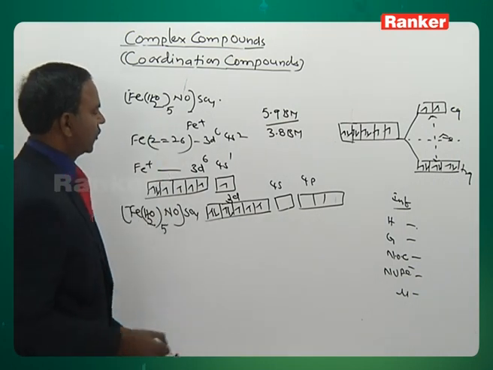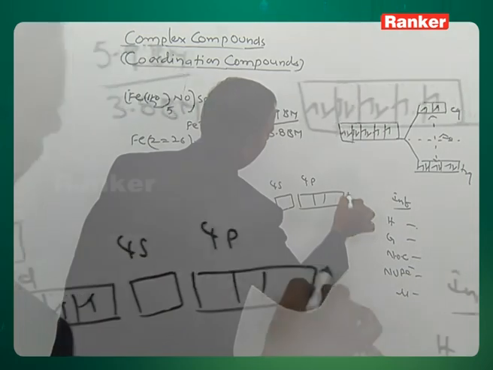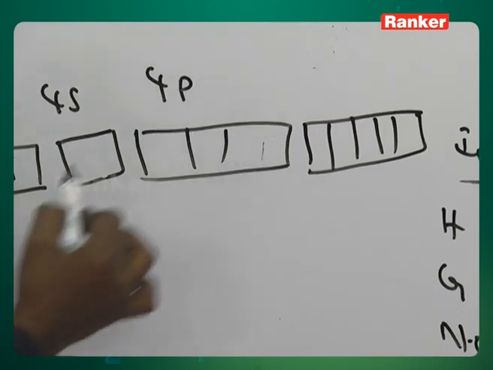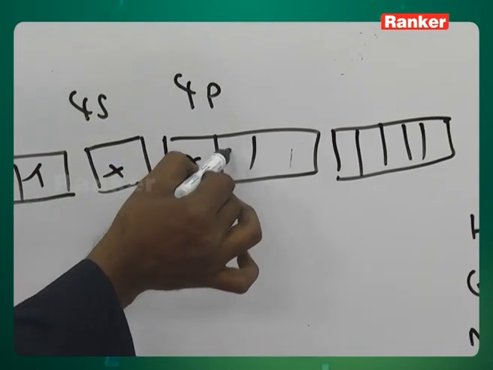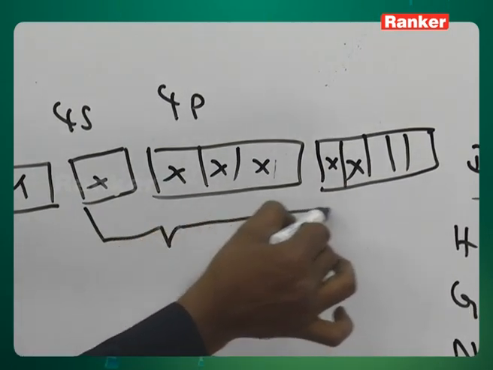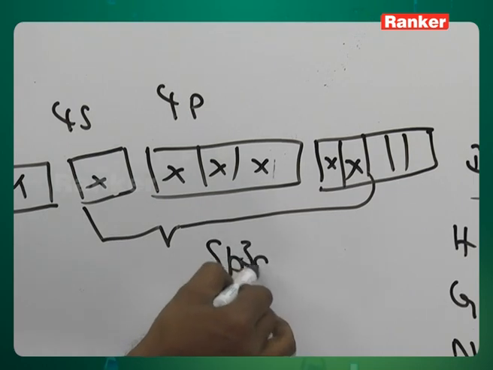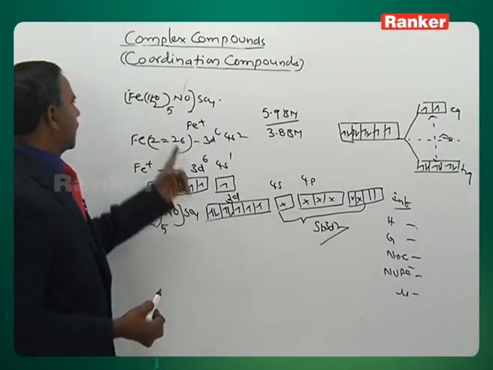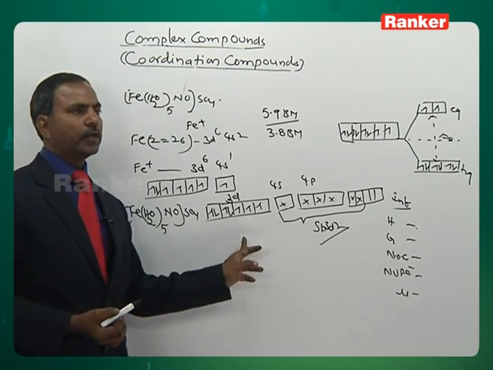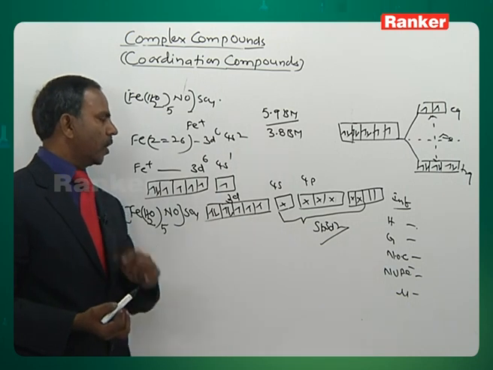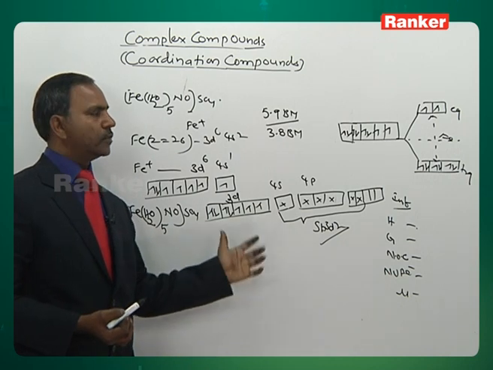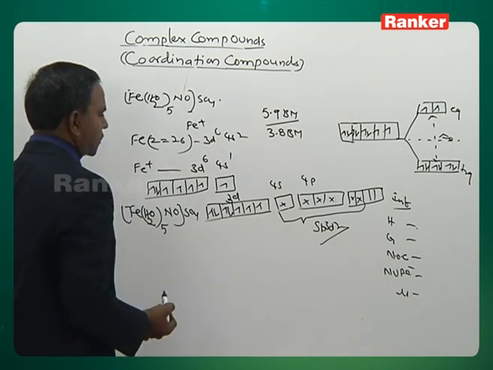How many ligands are there? 6 ligands. Therefore it is actually involving 4d orbitals also in the hybridization. See 1, 2, 3, 4, 5, 6, then the hybridization is sp3d2. For this particular brown ring complex, the hybridization is sp3d2 and the magnetic moment is 3.8. You have to remember that the electron from the 4s orbital is shifted to d. This is also one exception.